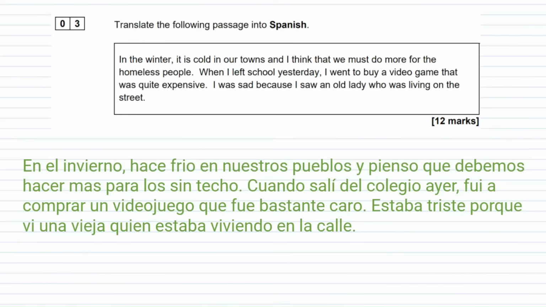Cuando salí del colegio ayer, when I left school yesterday, fui a comprar un videojuego. I went to buy a video game que fue bastante caro. That was quite expensive. Estaba triste porque I was sad because vi una vieja. I saw an old lady, or you can say una anciana o una mujer mayor que estaba viviendo, who was living, en la calle. It's not en el calle, it's en la calle.